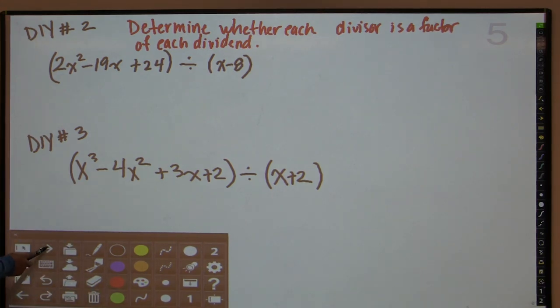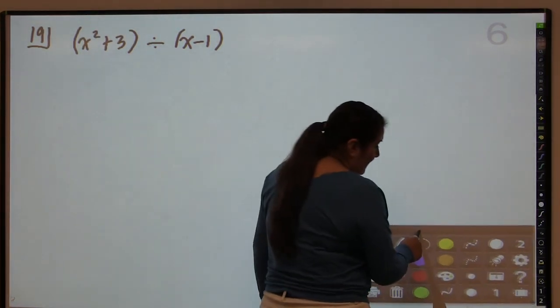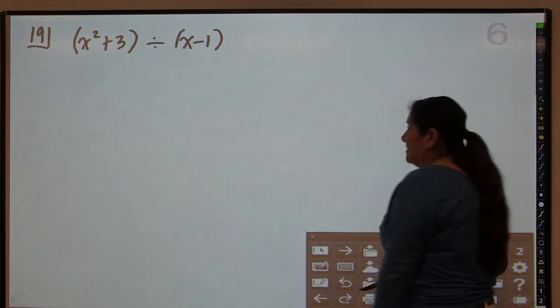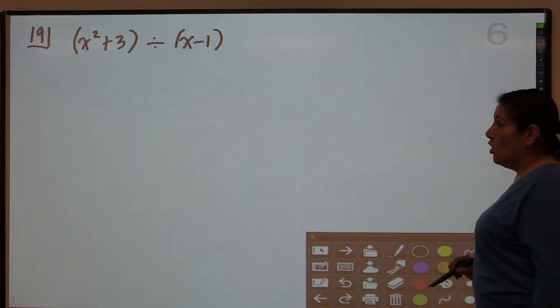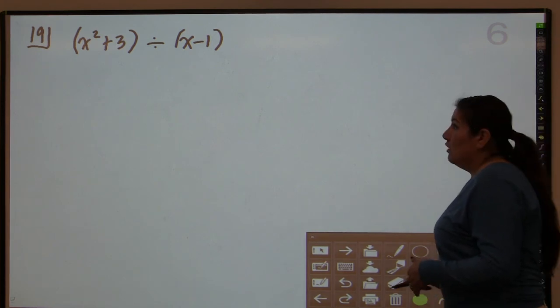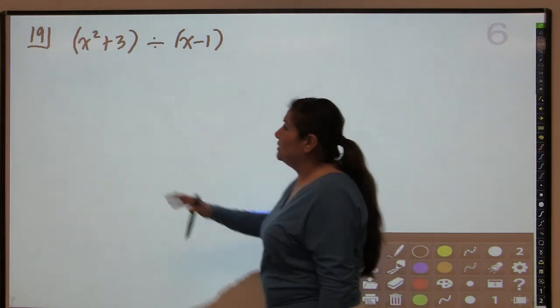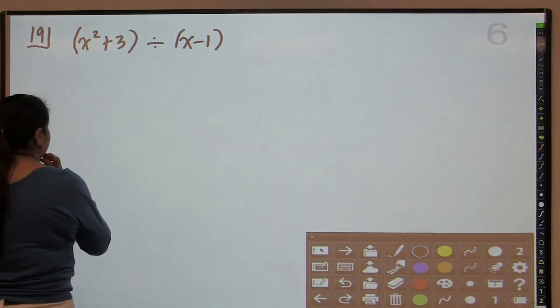Okay, so next, we're going to go here. This is not something I need to do, but I want to do, because oftentimes students get confused when some of the terms are missing. So far, all the examples that we've done, there's always been an x squared, an x, and a constant term. In this case, you're missing some terms, and that can create some confusion.